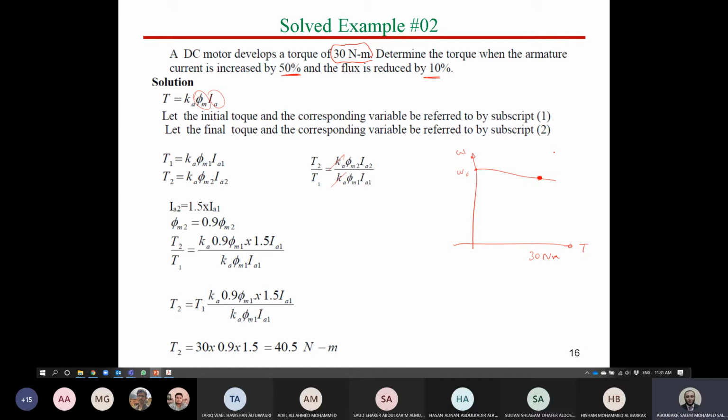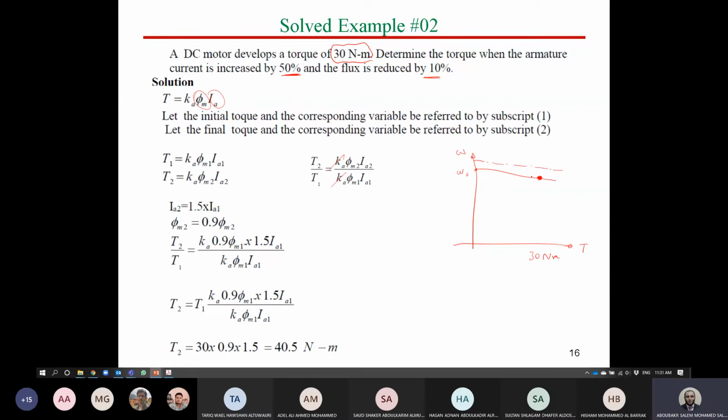What do you think, guys? Anybody can answer. What will happen to the motor no load speed? Inversely, it will increase. So it will increase. So we expect to have the new characteristic here. It should be like that.